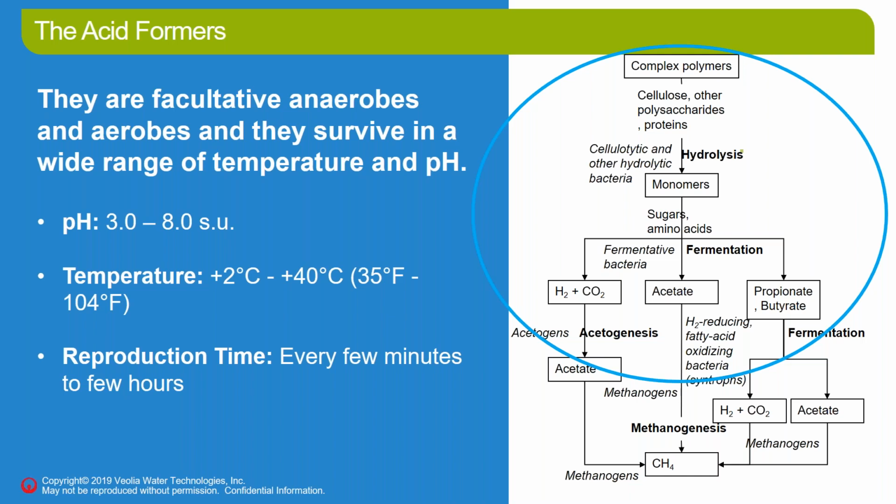And they also survive in a really wide pH range. They work in a pH range of 3 to 8 and a temperature range of like 35 to 104 Fahrenheit, and they reproduce every few minutes. So they're able to make a lot of acid really fast, especially if the temperature's about body temperature.